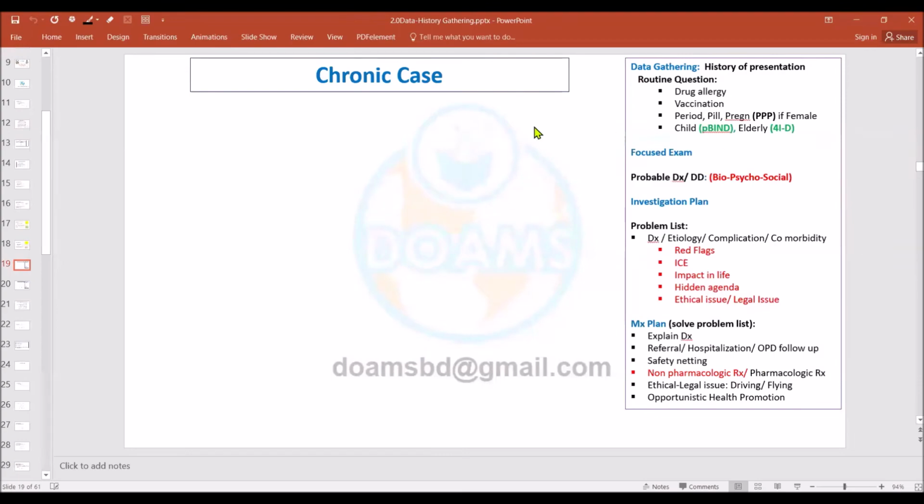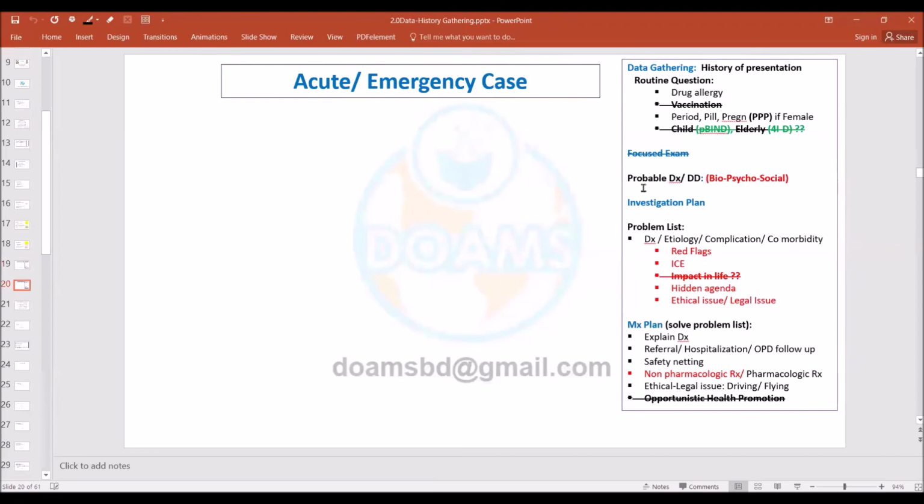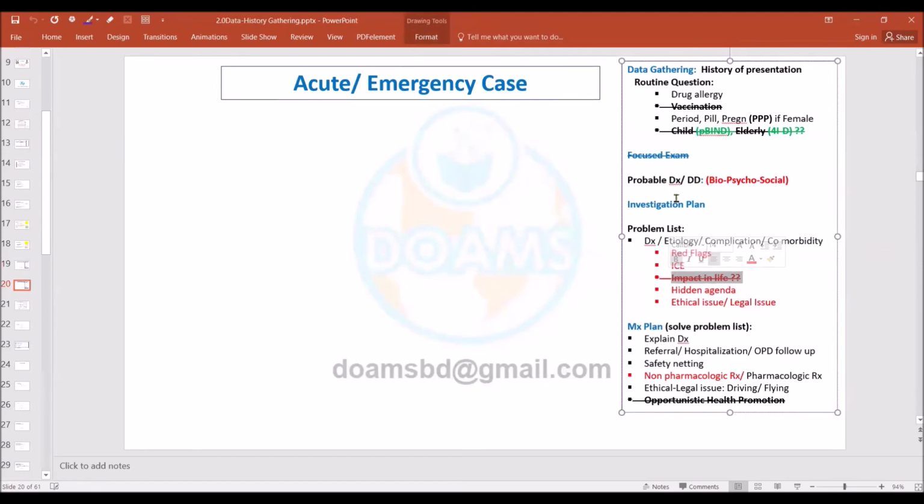so for example, as a chronic case, you see that the process is going on. These are almost newly developed in the last few weeks. Everybody, you have seen the P bind and the 4ID. So in acute emergency data collection, some points may not be important. So we tried our best to mark it with this trick there, you see. So it may not be relevant in the acute or emergency case, even the opportunistic health promotion.